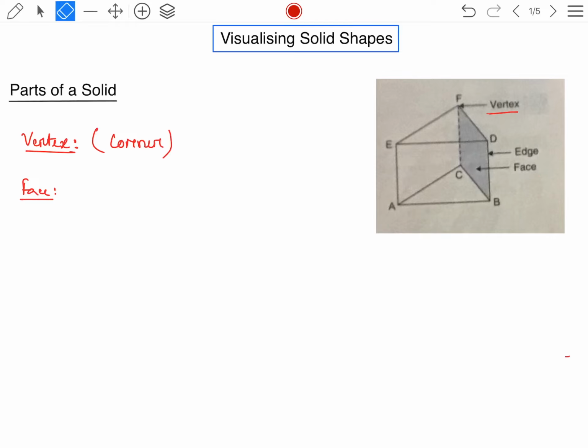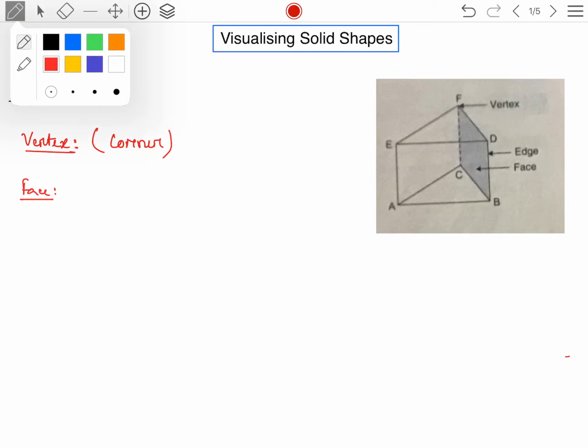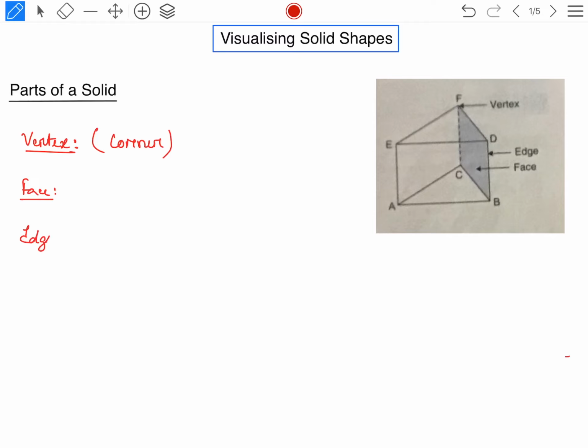Now one more term you have to understand, that is edge. What is an edge? Edge is a line segment that is the intersection of two faces. Wherever two faces are intersecting, it is known as the edge. So these are the three terms that you have to know: face, vertex and edge. All the questions are based on these three terms only. Definitions are given in your book, page number 201, in the first page only.